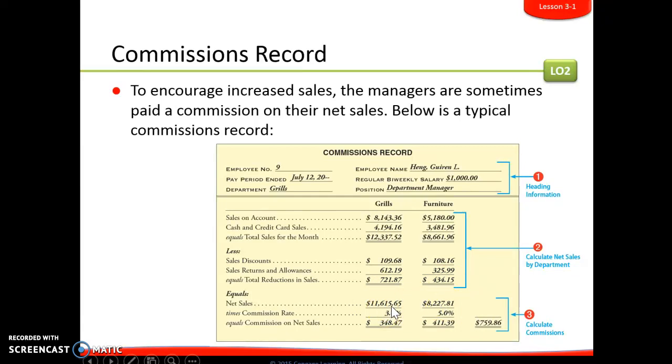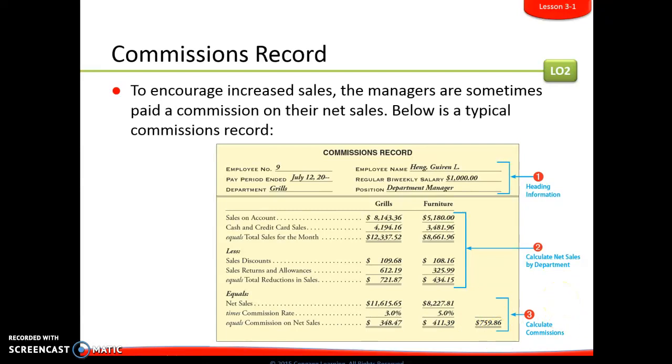So $11,615.65 in grills, $8,227.81 in furniture. Now, they're going to get a commission rate. So in this example, he gets a commission rate of 3% for grills and 5% for furniture. So they're going to take the net sales times that rate of commission to figure out what the commission is. So he earned $348.47 commission for grills, $411.39 commission for furniture, and then the total commission is adding those two together.